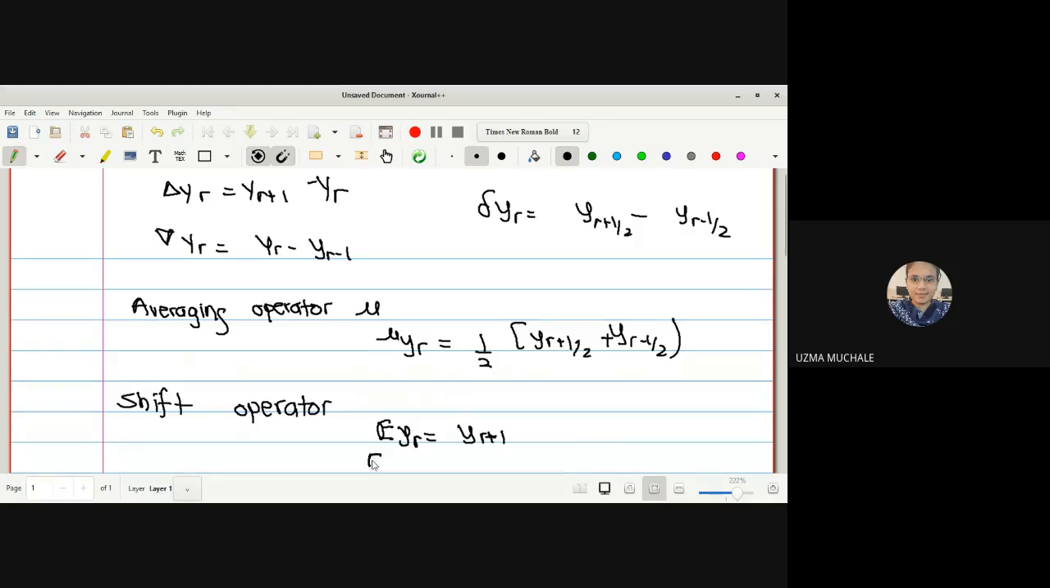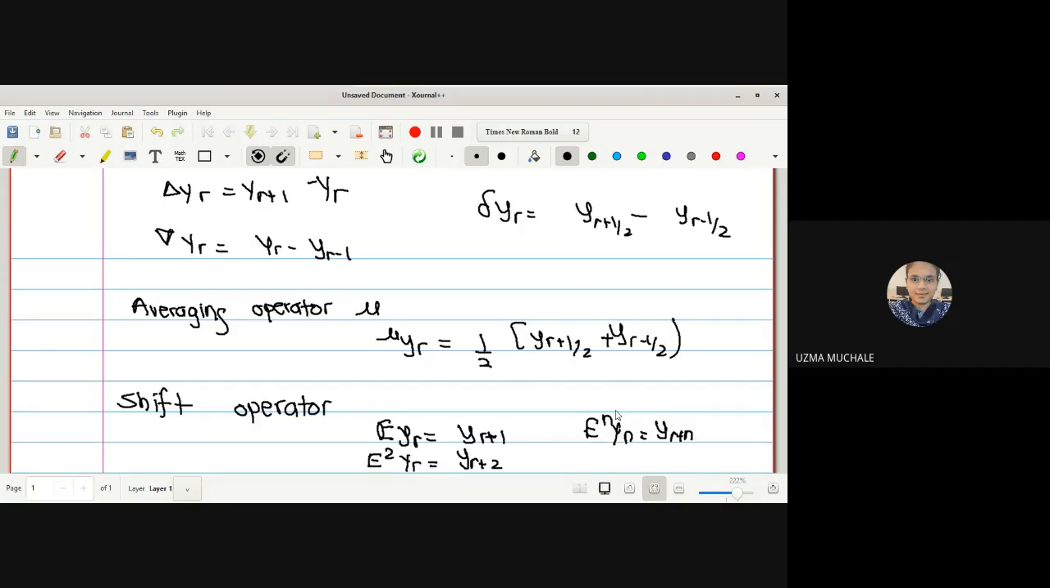So in a very similar way, what will be E square yr? काय असेल? yr plus 2. So in general, we can write E raised to n yr will be equal to yr plus n. Whatever n may be, it may be positive or negative.